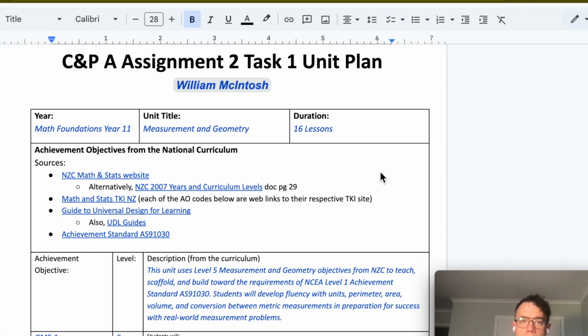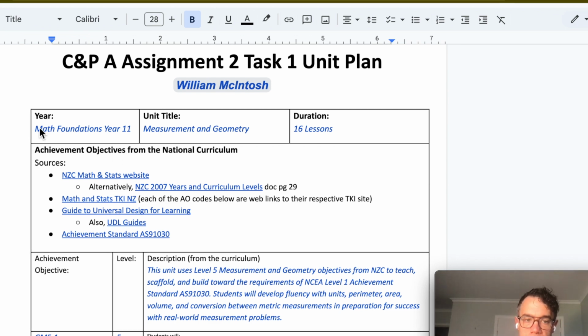And I'm talking about CnP A Assignment 2, and this is the unit plan justification for it. Now, I know that in the assignment description it said to do an audio, but I decided to do a video because I can kind of walk through this. So if you'd like to just listen to the audio, I'll try to make that work as well.